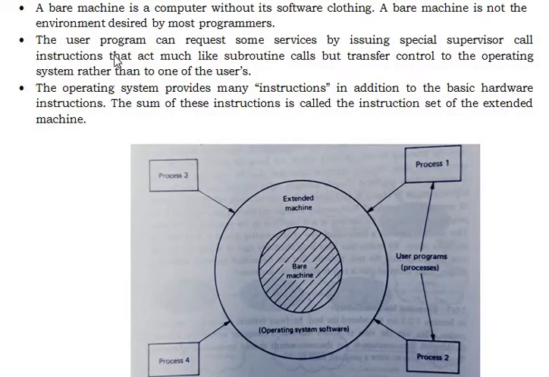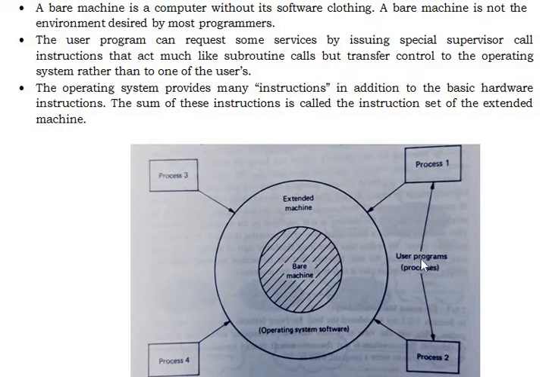This is the second part. We use programs according to processes. So process 1, process 2, process 3, process 4 are the user programs, because a process is nothing but a way of executing the program. The user programs can request some services from the operating system by issuing a call.